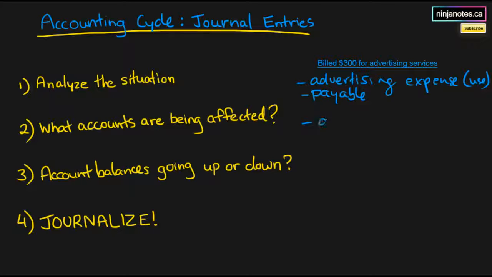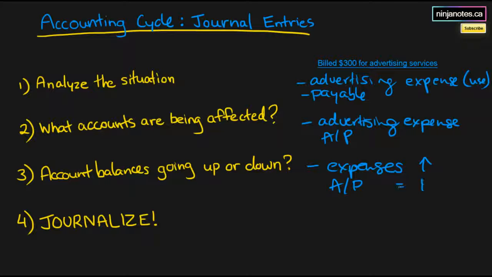I kind of answered that in the first part. Advertising expense is being affected, and we are affecting an accounts payable account. The next part is, are the account balances going up or down? Well, since we're actually incurring an expense, our expenses are going up, and our accounts payable liabilities are going up because we actually owe people money, and when we owe people more money, our accounts payable balances are going to be going up.